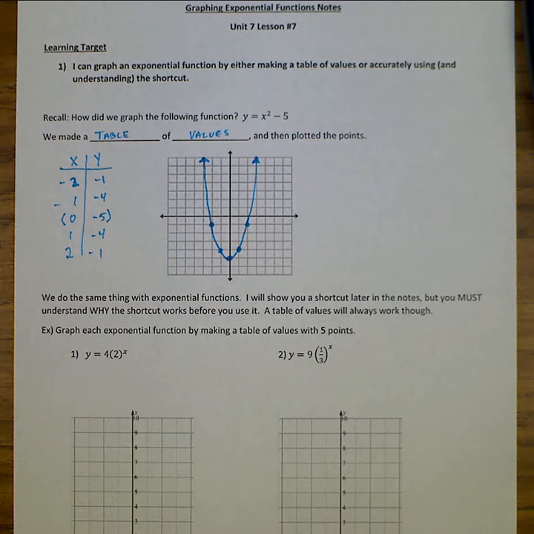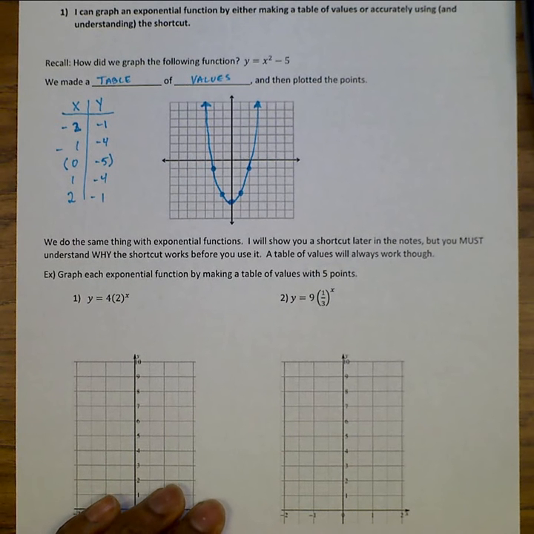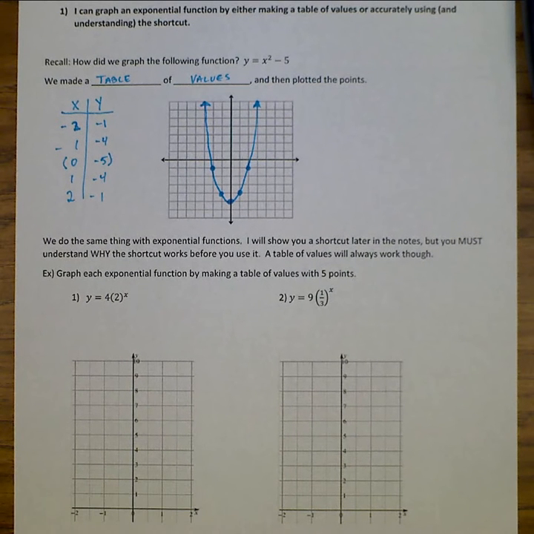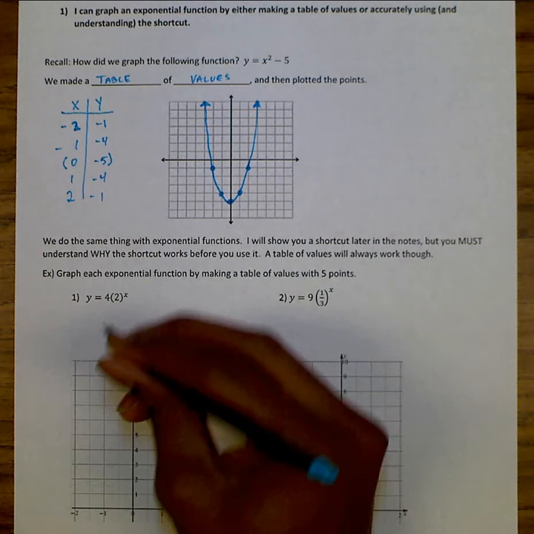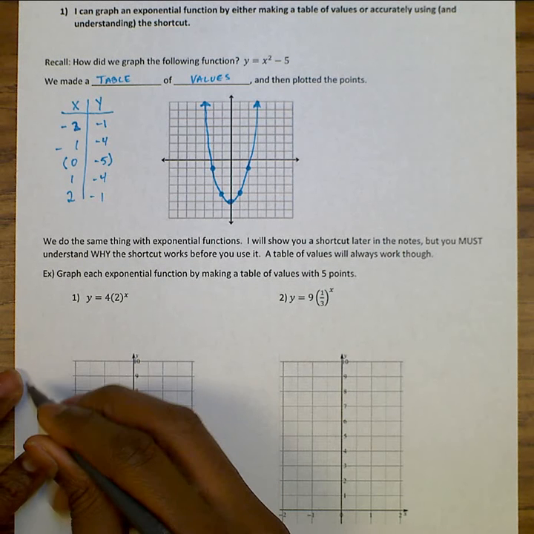Alright, so we do the same thing with exponential functions, and I'll show you a shortcut later in the notes, but you must understand why the shortcut works before you use it. A table of values will always work though. So yes, there will be a shortcut, but unless you understand why it works, it's best to do what you understand. So here we have y equals 4 times 2 to the x. Again, notice that the x is the exponent, which makes it an exponential function.